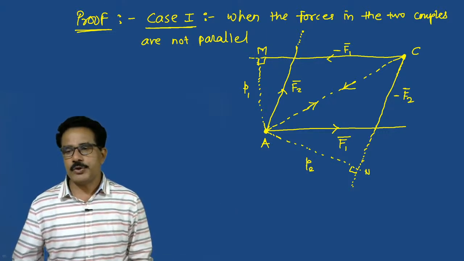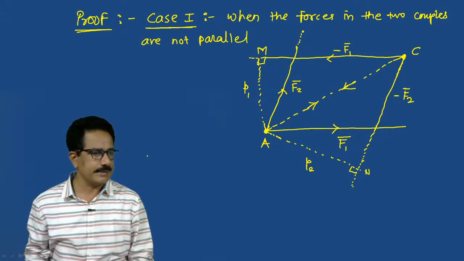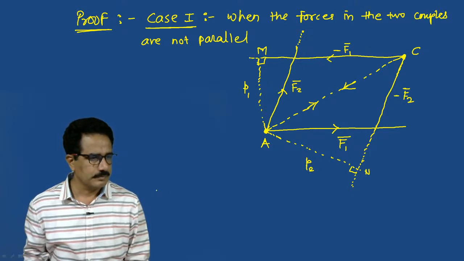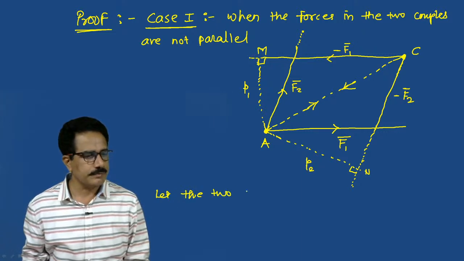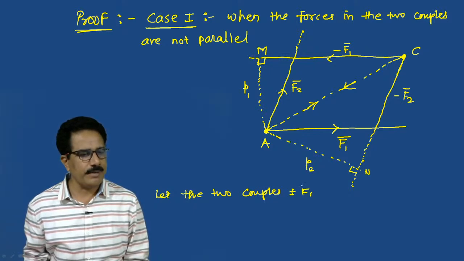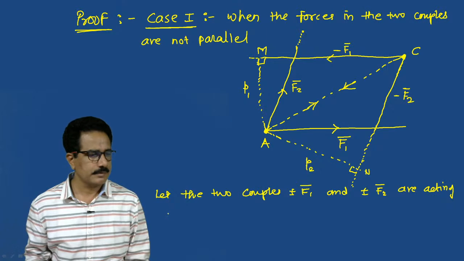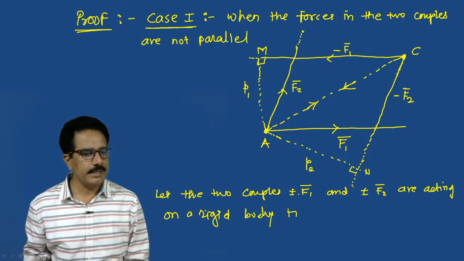See here, this is the diagram representation. First you can write here, see this. Let the two couples plus or minus F1 bar and plus or minus F2 bar be acting on a rigid body in a plane.